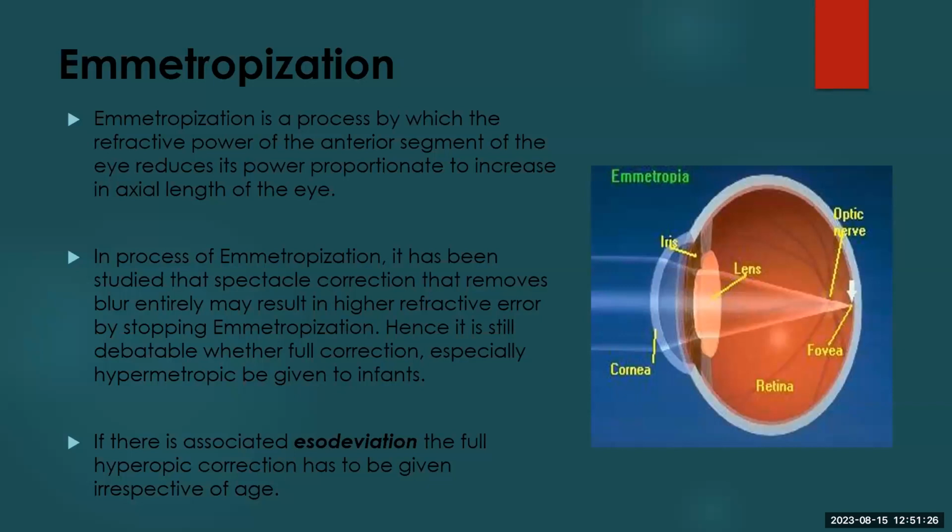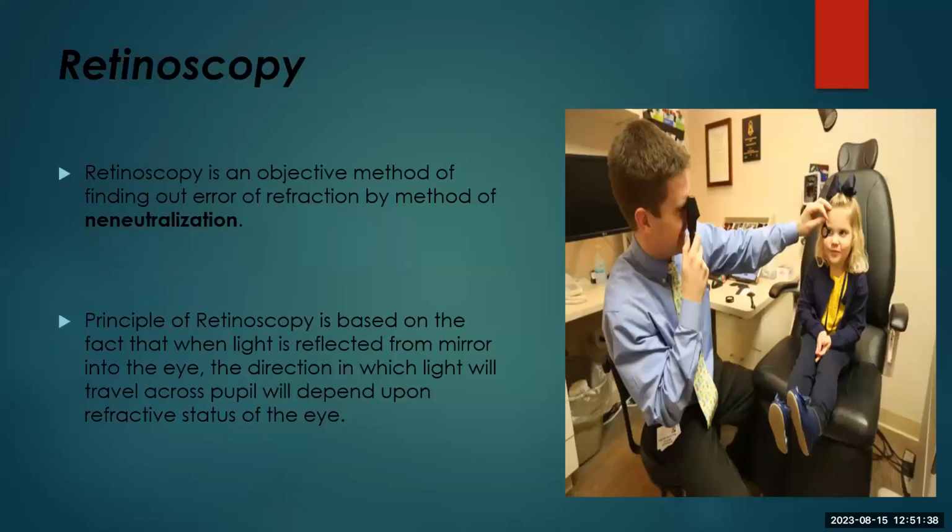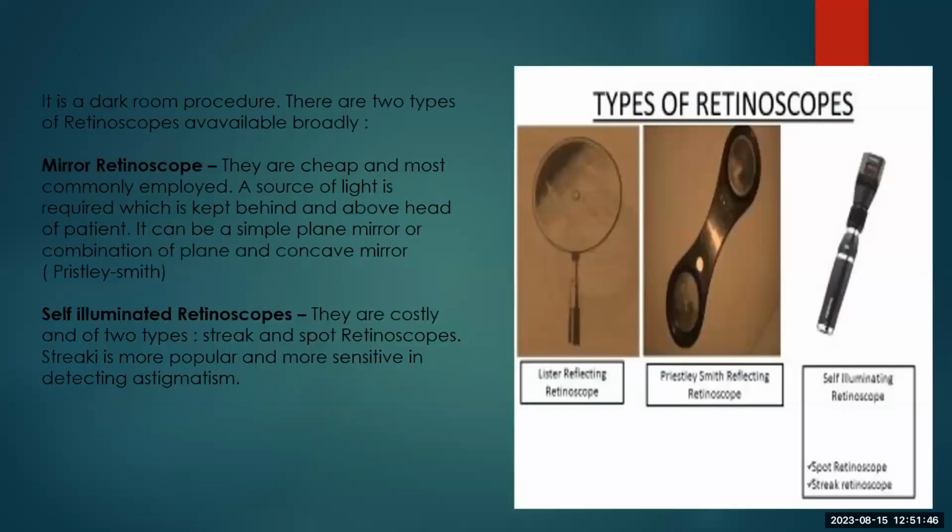It is based on the principle that light is reflected from the retinoscope into the eye of the patient, and on the basis of the movement of the light, the error of the eye is concluded. It is a crude procedure, and basically there are two types of retinoscope: mirror and self-illuminated. Mirror retinoscope can be a simple plain mirror or in combination with the concave mirror, which is Priestley Smith, while the self-illuminated could be streak. Streak is more popular and is sensitive.